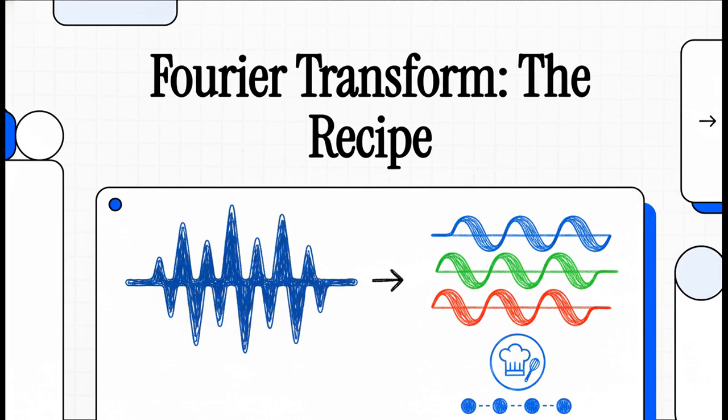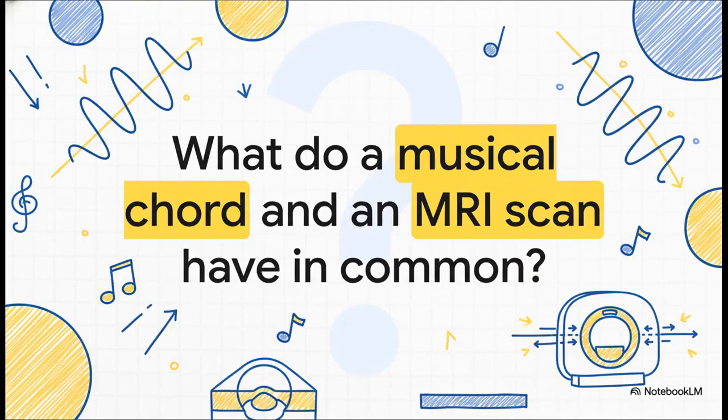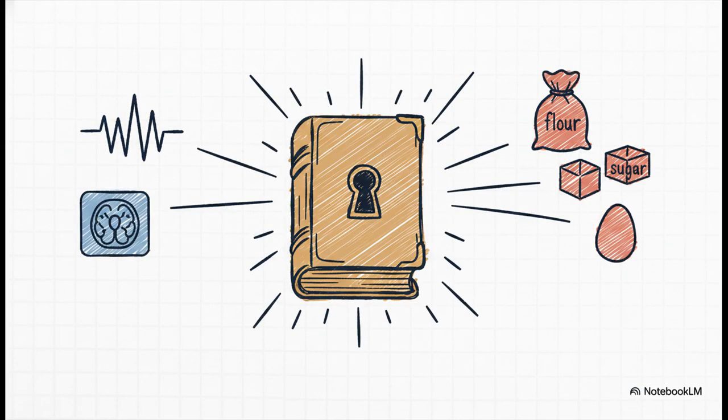Well, to really get it, we need to start thinking about a recipe. So let's kick things off with a bit of a puzzle. What on earth could possibly connect a musical chord, like from a guitar or piano, and a high-tech MRI scan? I mean, they seem like they're from completely different universes, right? But it turns out they share a very deep, fundamental secret. And that secret is a recipe.